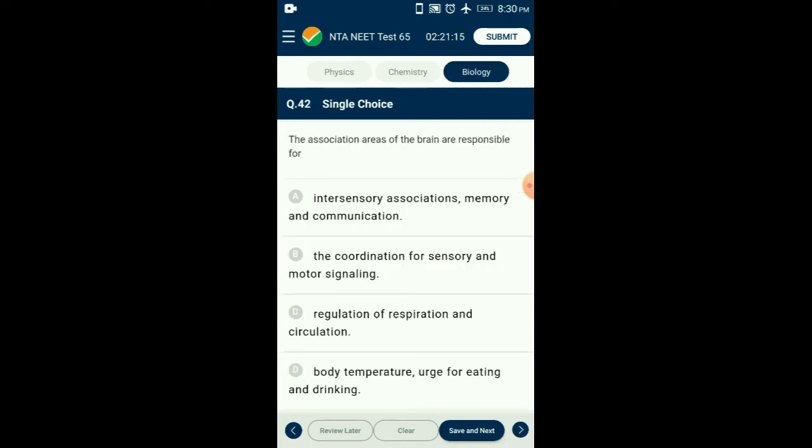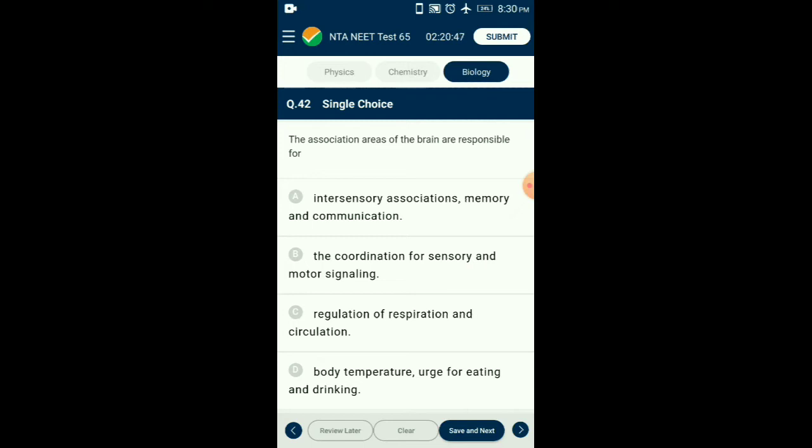Question number 42. The association areas of the brain are responsible for an area of cerebral cortex that lies away from the main areas that are concerned with the reception of sensory impulses and are start of motor impulses but is linked to them by many neurons known as association fibers.